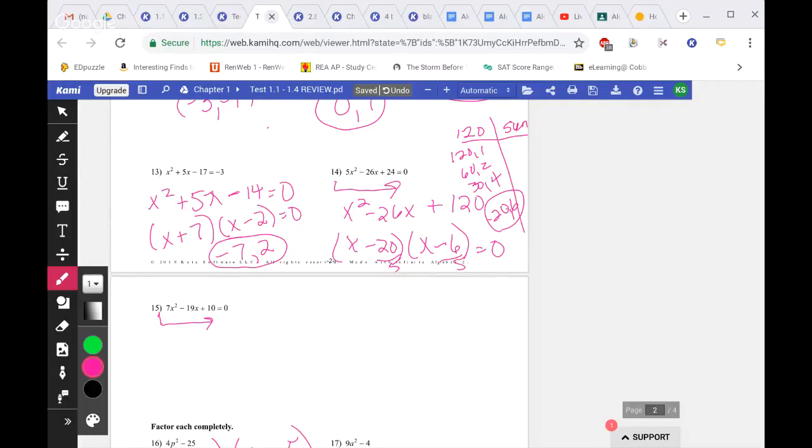Then you divide both by 5, and you've got x minus 4, and then 5x minus 6 equals 0. Now, if you set x minus 4 equal to 0, you get a positive 4. And if you set 5x minus 6 equal to 0, you're going to get a positive 6/5. So those are your two answers, 4 and 6/5. You really got to watch those signs. Man, that was so close.